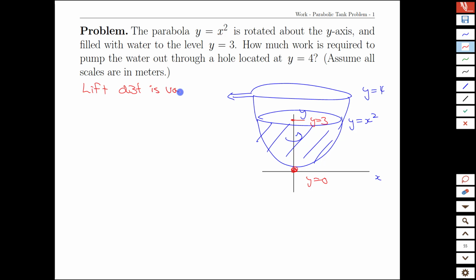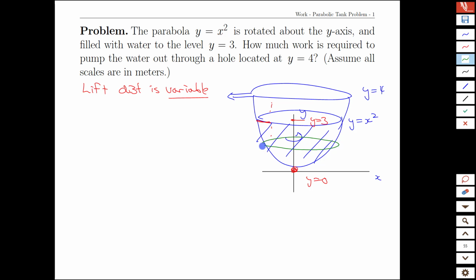is variable. So if we imagine trying to lift this water out of the tank, the water at the top, we only have to lift it 1 meter. The water at the bottom, we have to lift it 4 meters. The water in the middle, it's a different amount of meters. So that tells us that we need to break our problem down so we can work with our force times distance. And again, we're going to take our approach from previous examples.